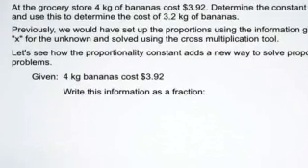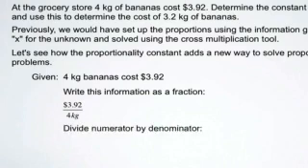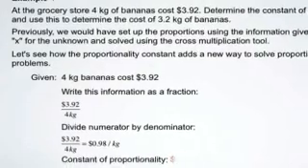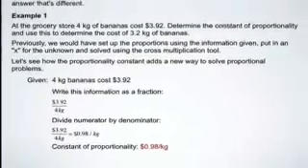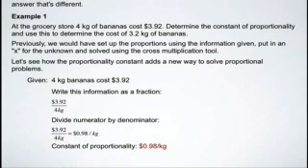We're going to write this information as a fraction. So $3.92 over 4 kilograms. We're going to divide the numerator by the denominator, and we get 98 cents, or 0.98 of a dollar, per kilogram. This is the constant of proportionality. It costs 0.98 of a dollar per kilogram.